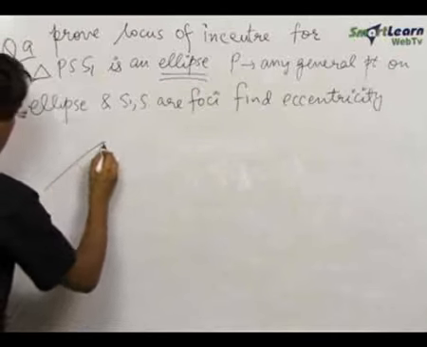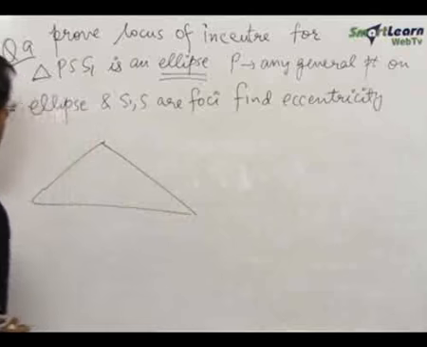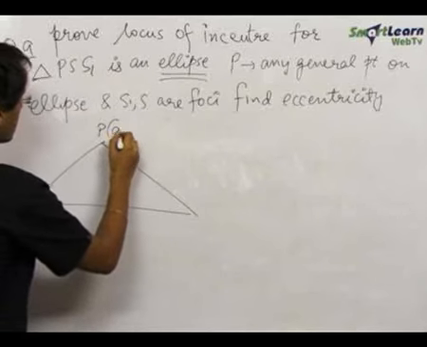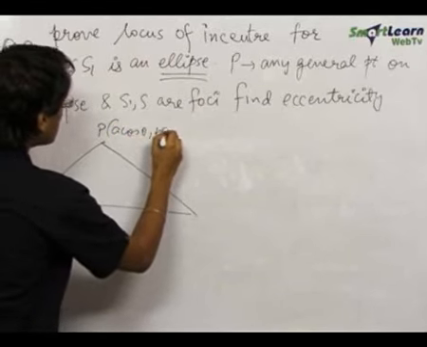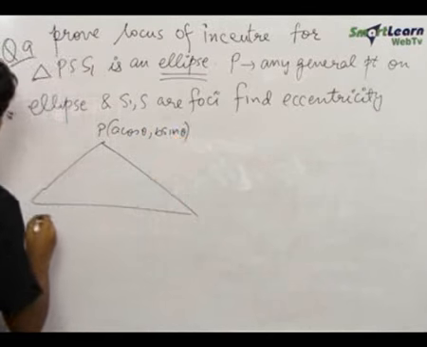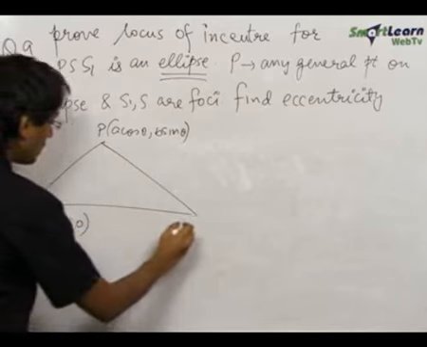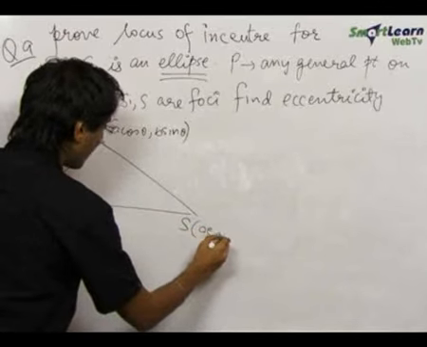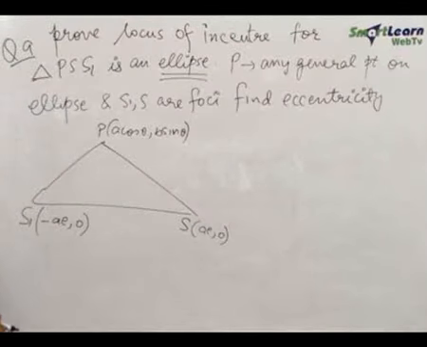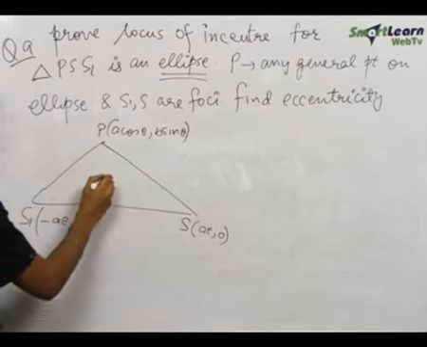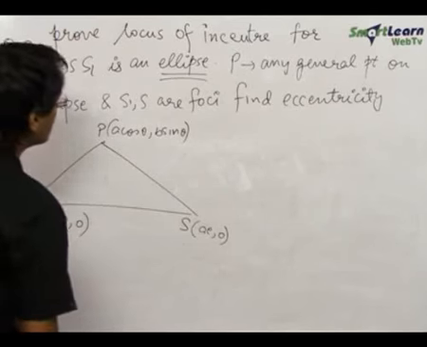Now first of all let us make the triangle. If this is point P, a cos theta, comma b sin theta, this is S1 minus AE comma 0, this is S, AE comma 0, then we need to find the locus of the incenter of this triangle.